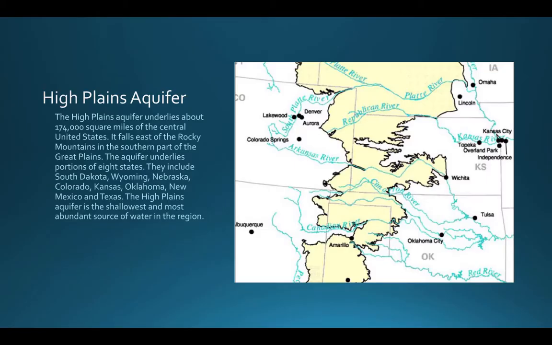So let's take a look at that High Plains Aquifer. Well, the High Plains Aquifer underlies about 174,000 square miles of the central United States. It's east of the Rocky Mountains, and it's really the southern part of the Great Plains. Included are 8 different states, starting in South Dakota, Wyoming, coming down through Nebraska, Colorado, then Kansas, Oklahoma, New Mexico, and Texas. The High Plains Aquifer is the shallowest and most abundant source of water in this region. Without access to this, really this region would be a desert area.